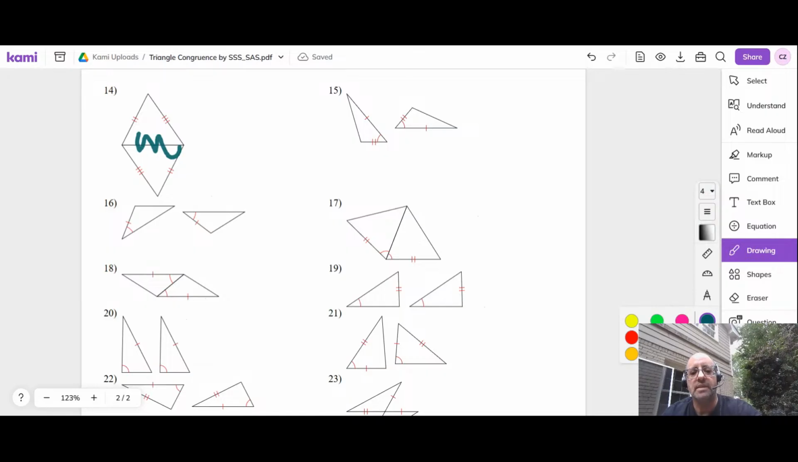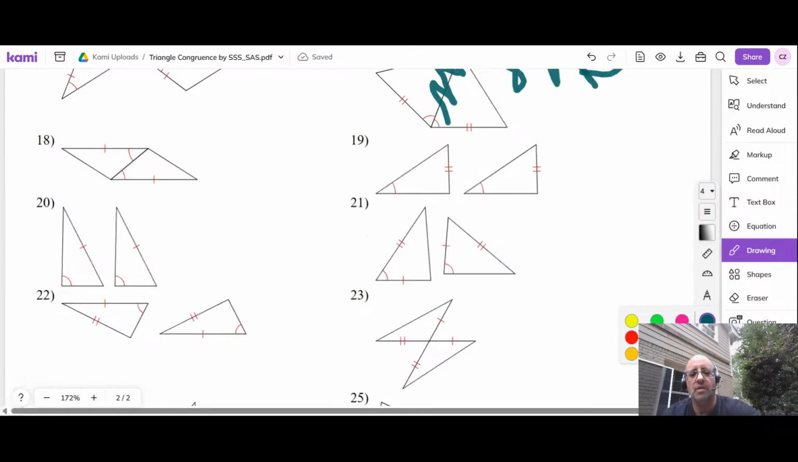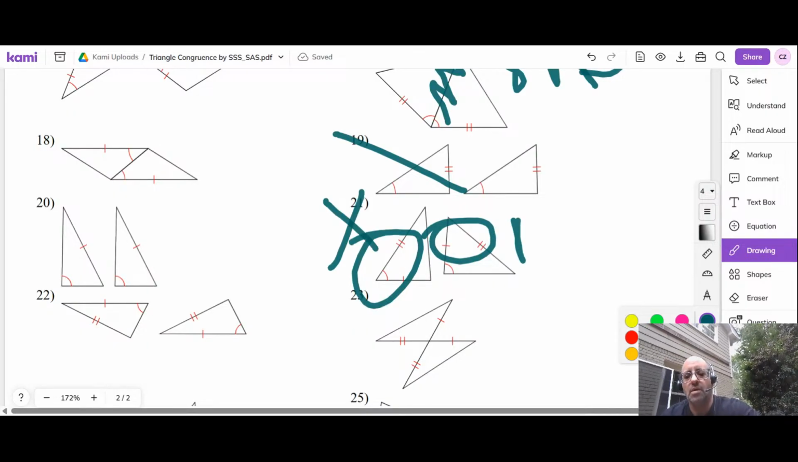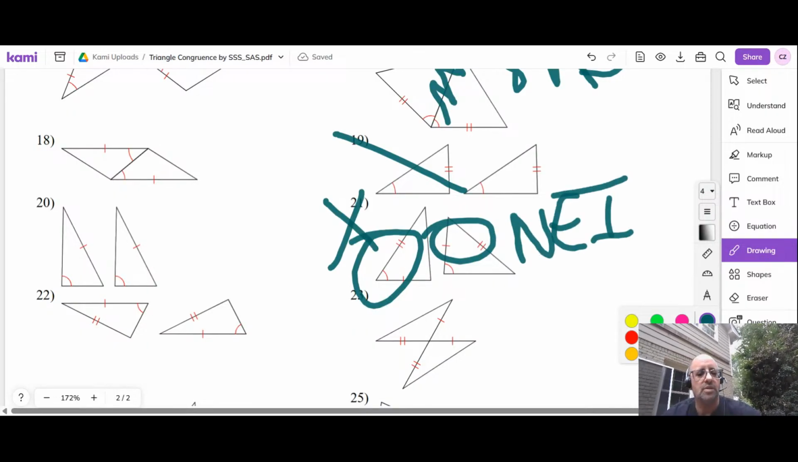We have a side, side, side. We have a side angle side. Again, mark it, then you could use it. If there's not enough information, there's not enough information. These are also not enough information because they're out of order. Notice I must use the reflexive property, side, angle, side. So I think that's enough for now.